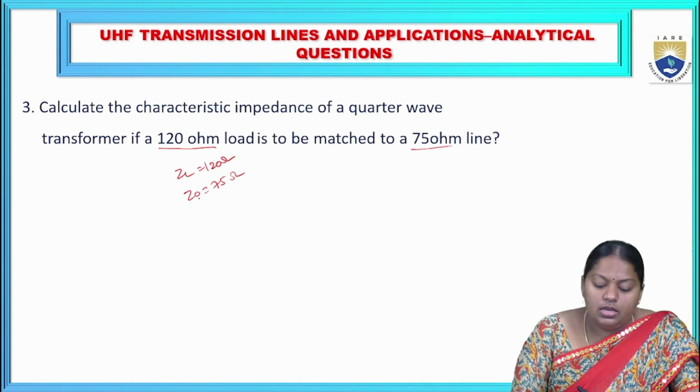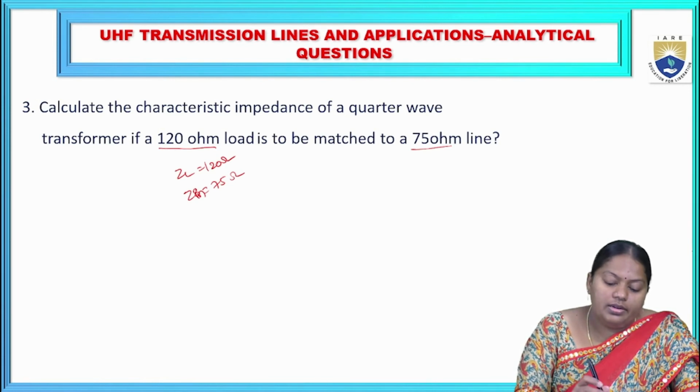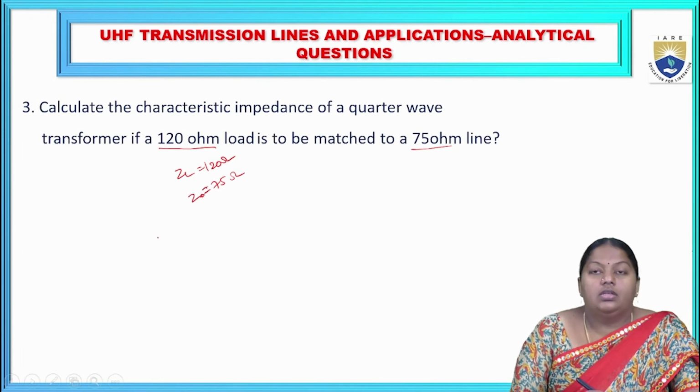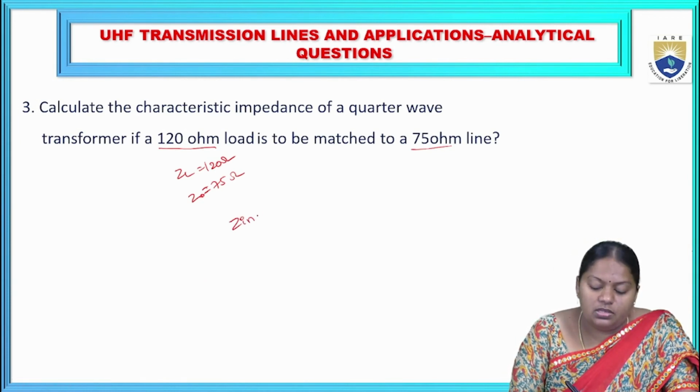ZL and Z0 are matched, so this can be considered as the input impedance or the characteristic impedance. So for the input impedance of a transmission line, or the characteristic impedance of the transmission line, that is represented as Zin equal to Z0 square by ZL.